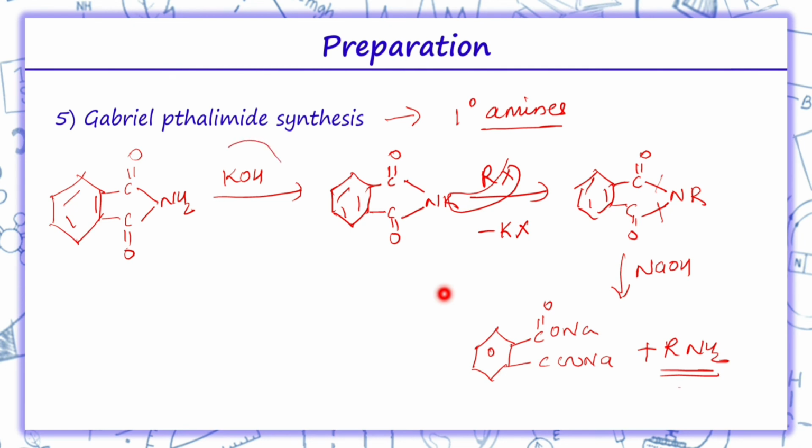First of all, the reaction is performed with KOH and we get the potassium salt of phthalimide, which on heating with alkyl halide followed by alkaline hydrolysis produces primary amine. Now in this reaction, aromatic primary amine cannot be prepared because aryl halides do not undergo nucleophilic substitution with the anion formed by phthalimide.